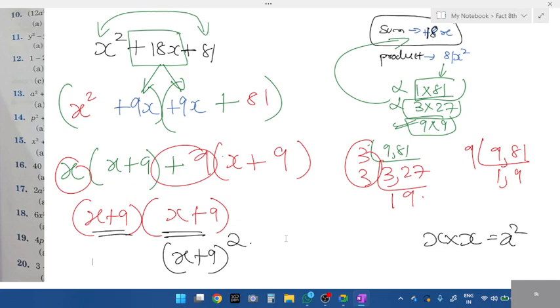Because there is one more method in this. That's why I'm asking you all, can you just check your notes? First question. Is this the same way? Okay, fine, students. Then continue.